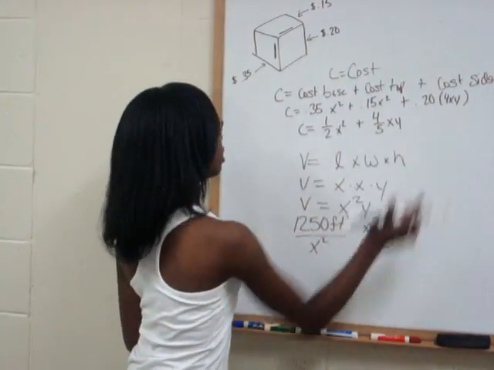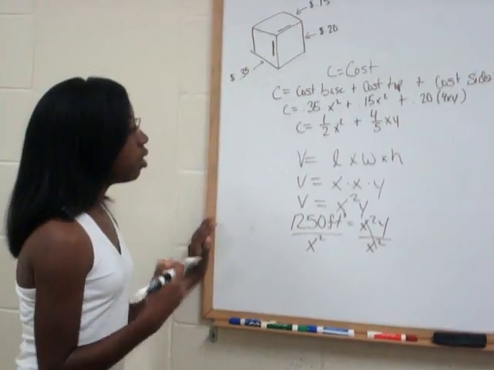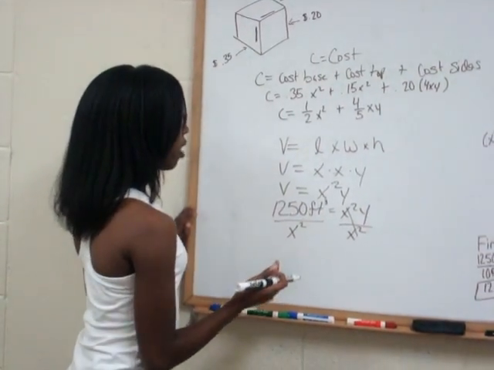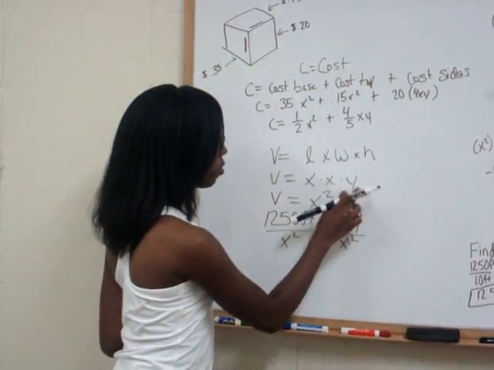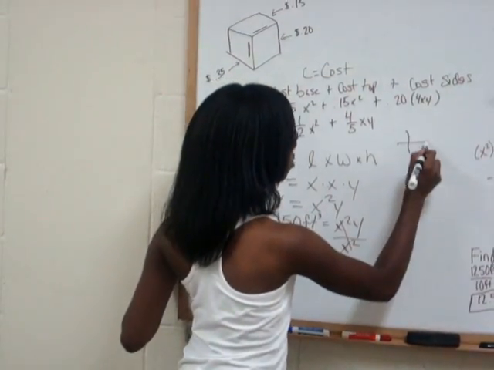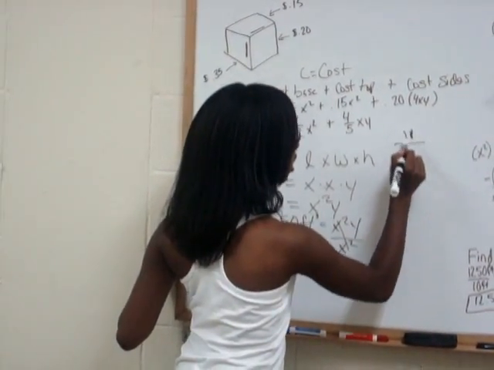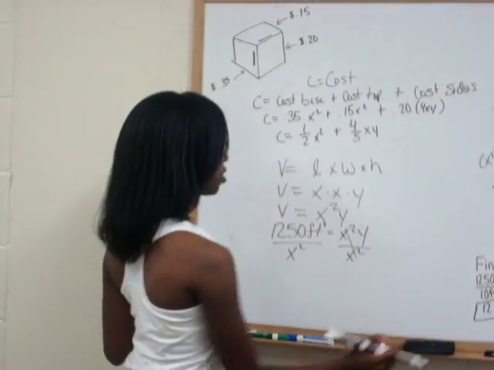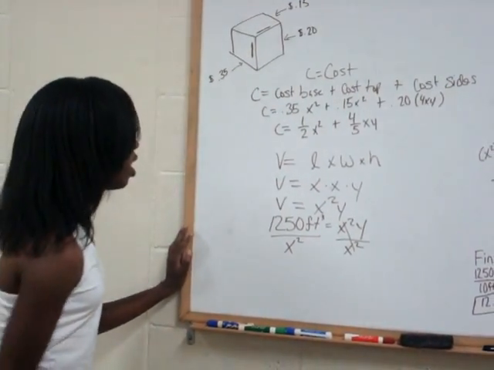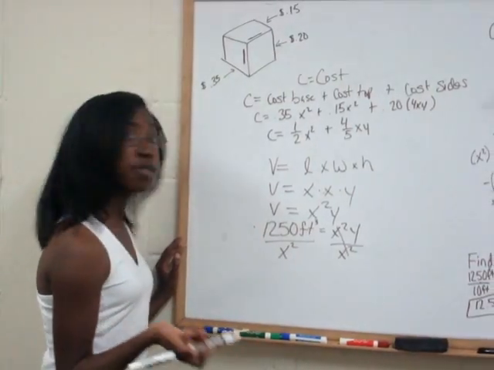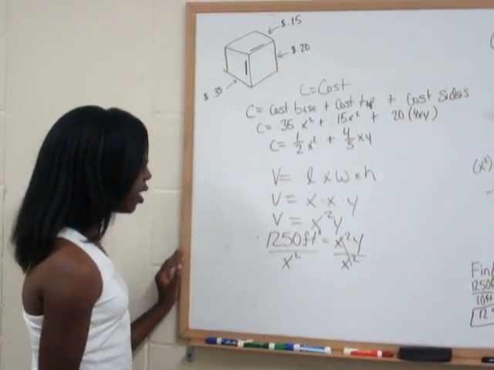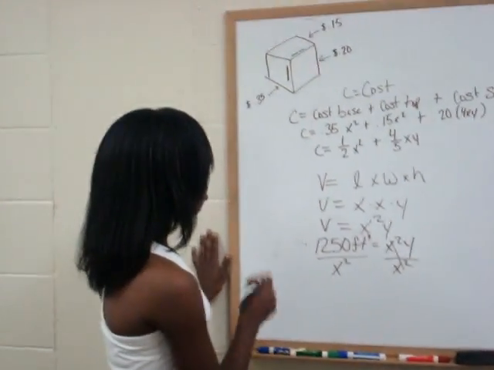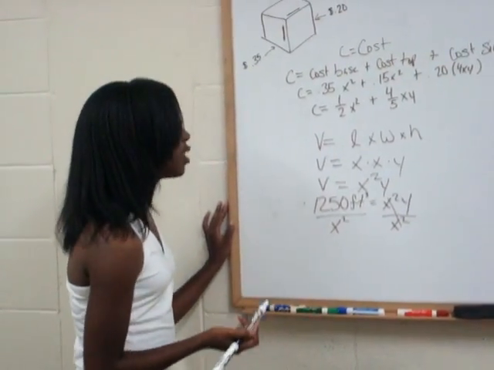Now, we have our volume equation. We already know that volume equals length times width times height. So now when we create a function out of it, we have x times y, which of course you know on a coordinate plane, y values are vertical and x is always horizontal. So we combine those two x's and we get V equals x squared y. We put in the value that they gave us for the volume, which is 1,250 cubic feet. We solve for y, which gives us 1,250 cubic feet over x squared.